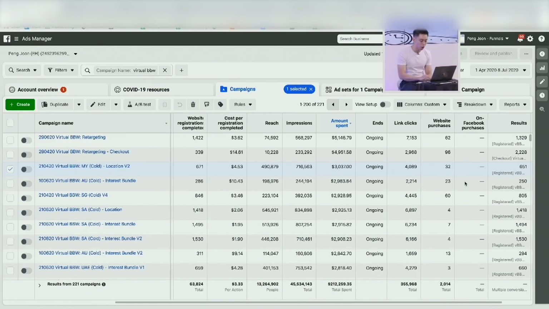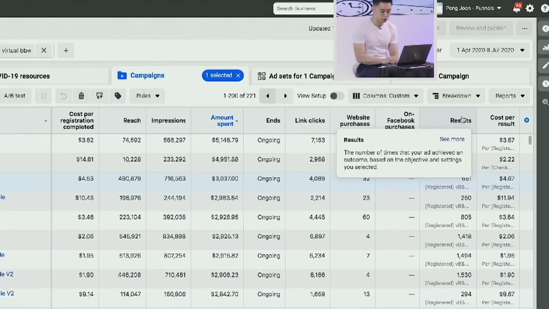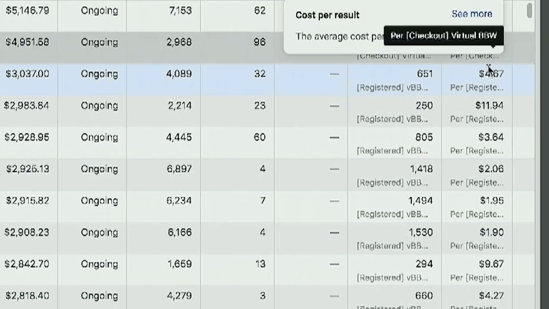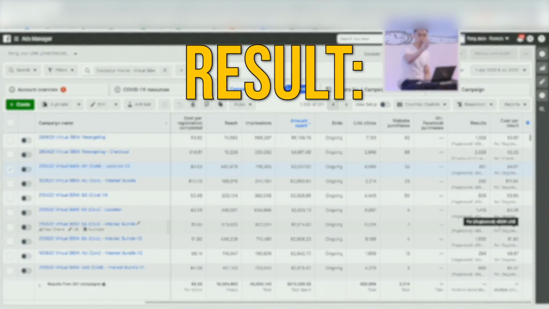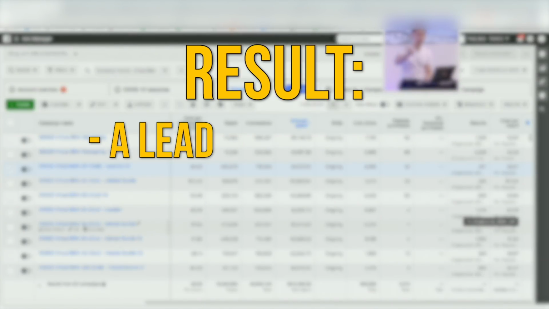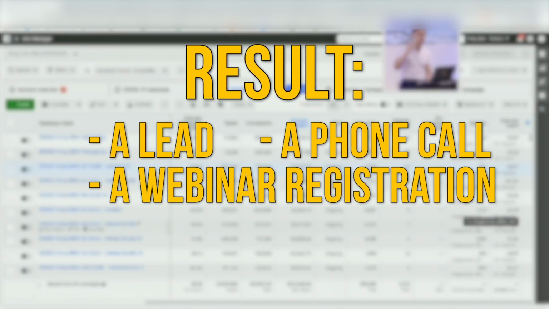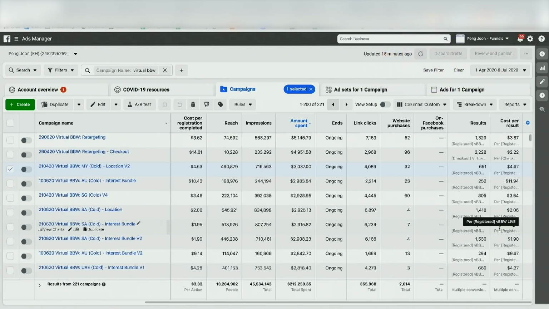Now, on all these different columns, you will see that there's also result and cost per result. You will see that each different campaign has a different cost per result. Now what is a result? Depending on your sales process, a result could be a lead, a phone call, a webinar registration, or somebody giving you their name and email. So let's understand this first.